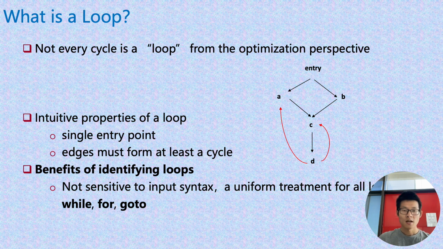One question you may want to know is why compilers need to identify loops. In other words, what are the benefits of identifying loops? The loops are not sensitive to input syntax, so that the compiler optimization techniques can give a uniform treatment for all loops, including those caused by the do, while, for statements, and loops caused by the goto statements.